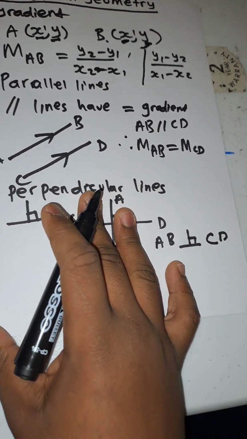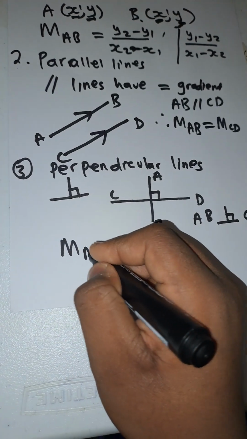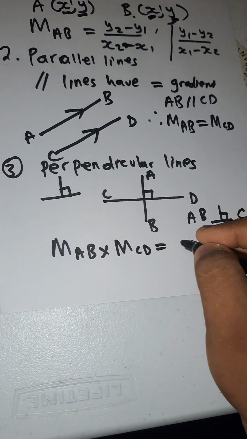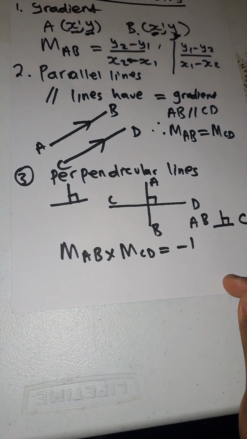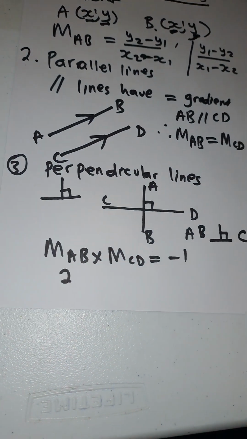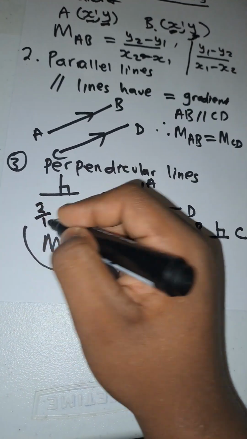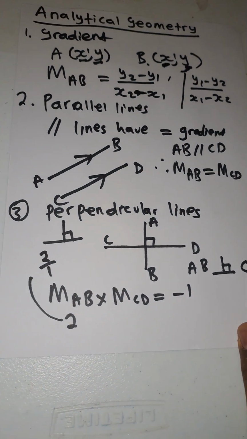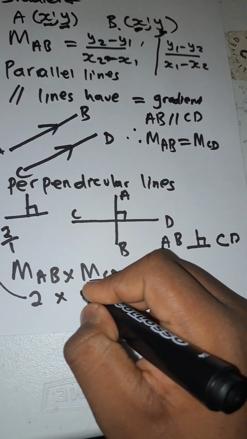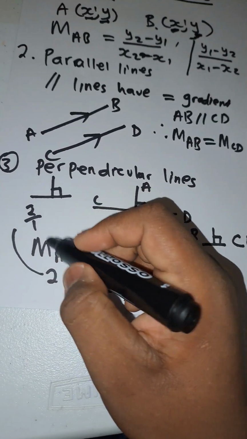sharp. So the main thing that I want you to know is that the gradient of AB times the gradient of CD equals -1. For example, if the gradient of AB is 2, né? This 2 simply means 2 over 1. And then as a mathematician, you're gonna reciprocate it and say times -1 over 2.